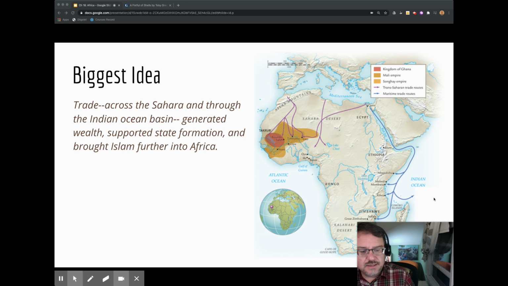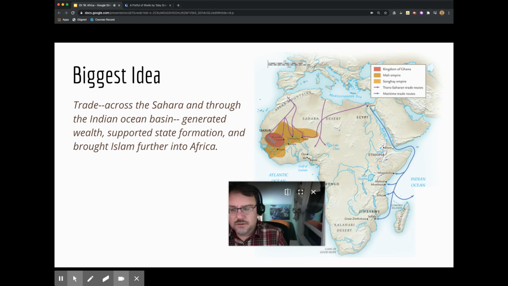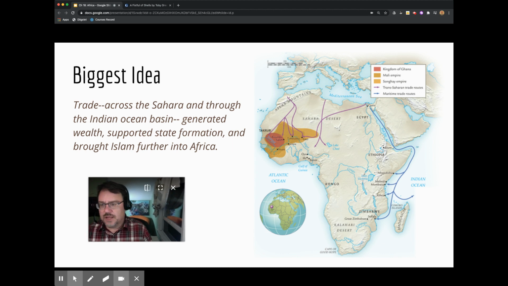The big idea, as is often the case in this time period, involves trade. So remember, that's the first and the most important key concept for this time period: expanding interactions, expanding networks of exchange. And there's two important ones that connected Africa to the broader world of the Eastern Hemisphere. And it's one of the reasons why we say Afro-Eurasia in world history, because these places are connected.